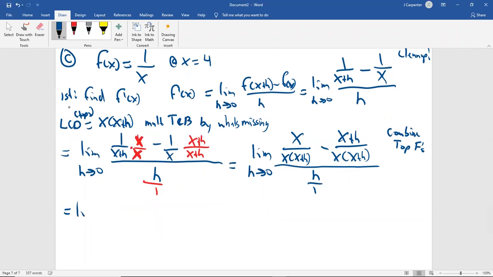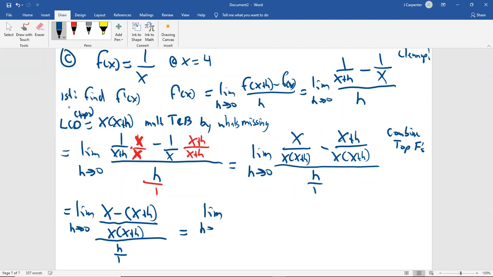So this is equal to the limit as h goes to 0. Now, that's a minus and multiple terms, so you've got to have parentheses. x minus parentheses x plus h, all over its common denominator of x times x plus h. That's the same, so we only need to write the denominator once now that I'm combining the fractions. Then all over h over 1. Distribute. So that's x minus x minus h all over x times x plus h, then all over h over 1.